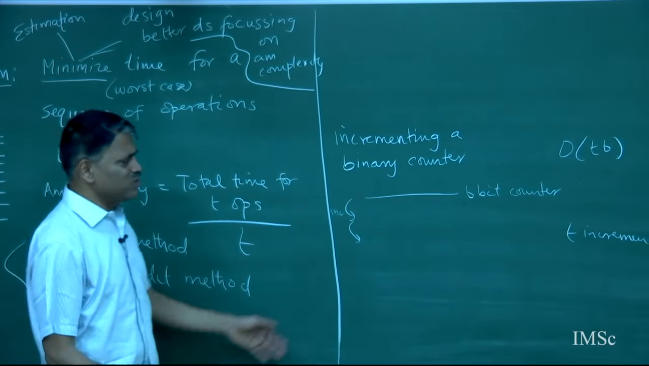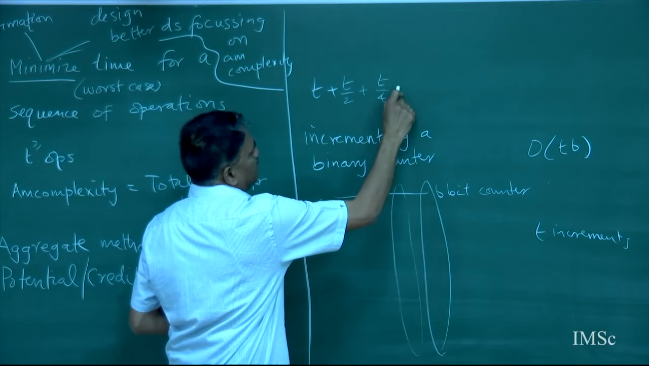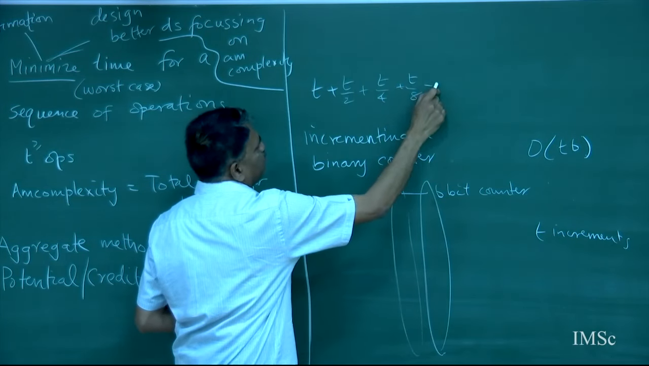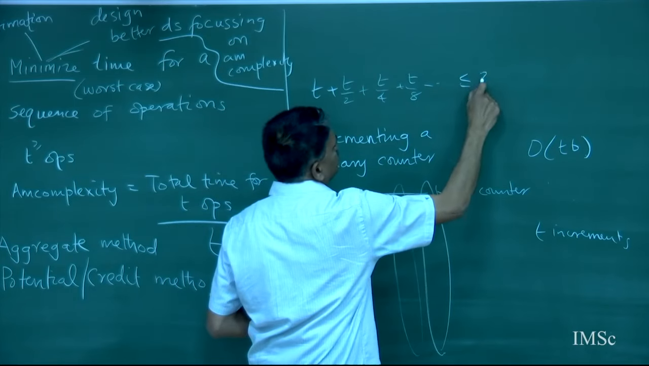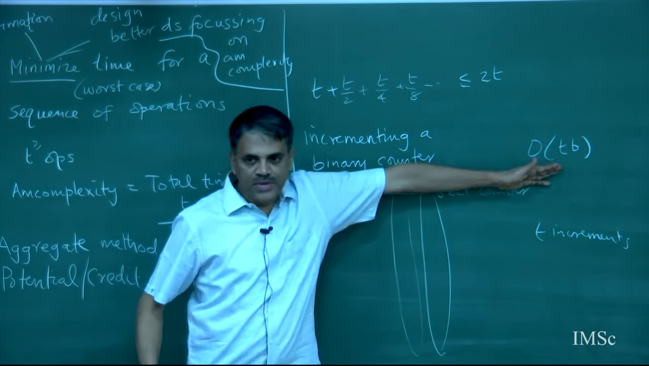Instead of doing one increment at a time, we will see the last bit and see how many times that got flipped. That's T. Then this bit gets flipped T by 2 times, the next one T by 4 times, and T by 8 times. If you go all the way up to infinity, this is at most 2T. That is the total time, not T times B, but 2T.